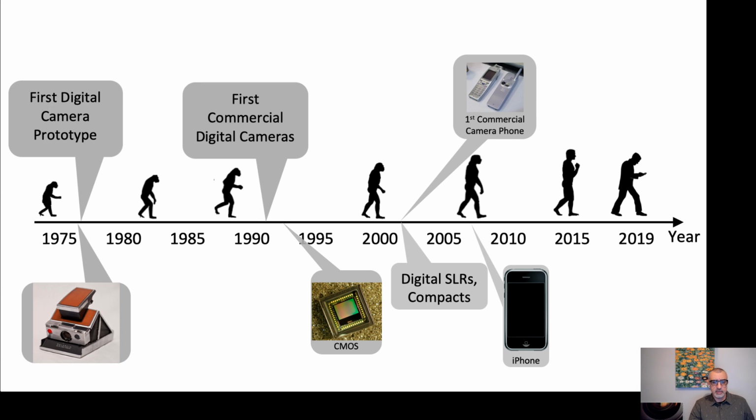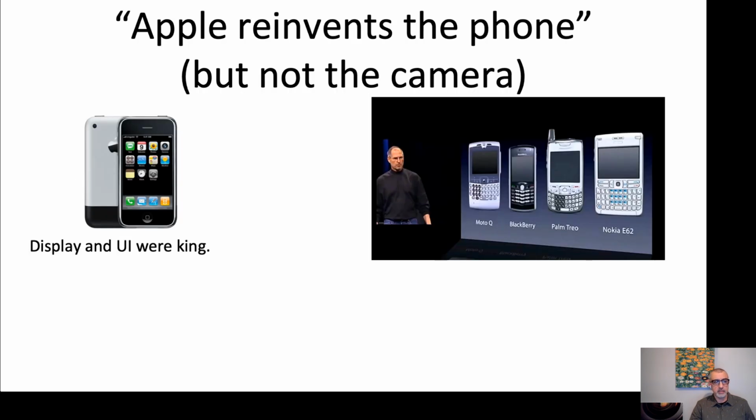Okay, now this next event is really critical to what happened, and that was the introduction of the iPhone. The iPhone was introduced in 2007, and it was kind of a revolutionary device, but not for reasons that you might think. Did Apple reinvent the camera with the introduction of the iPhone? Not really. What they did is they did reinvent the phone, and they did reinvent the display and the user interface.